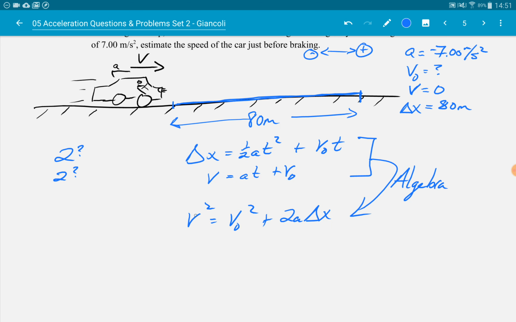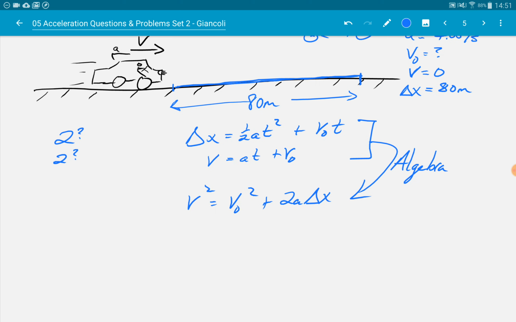Let's try it out. V squared, v we do know. V naught we don't know. A we know, and delta x we know. Okay, cool. So I could use this one straight away, and that's why using algebra to combine these is very useful. So let's go try that, and then maybe at the end I'll do the other one.